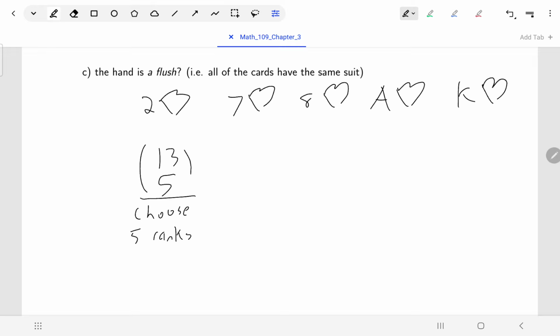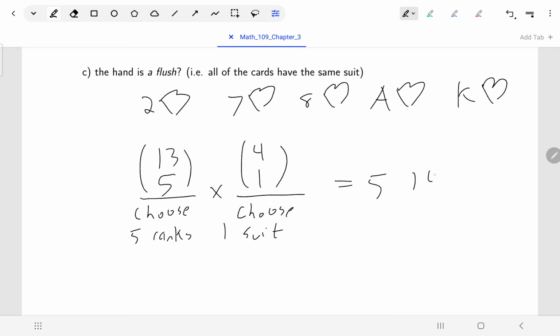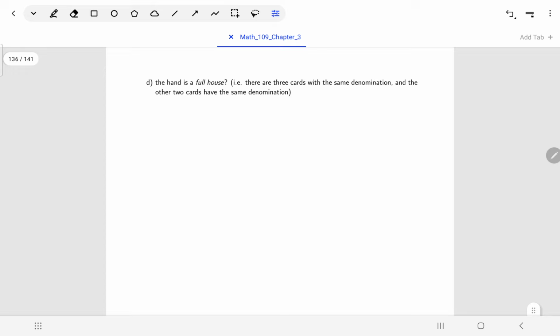Now here's the good news. I only need to choose the suit once because all the cards are going to have the same suit. So whatever suit I choose for the first card, that's going to be the same suit for the remaining cards. So I only have to choose the suit once for C1, and once I've decided that the first card is going to be a heart, then automatically, if I want it to be a flush, all the rest of the cards have to be hearts as well. So not that many flushes in a deck, 5,148.